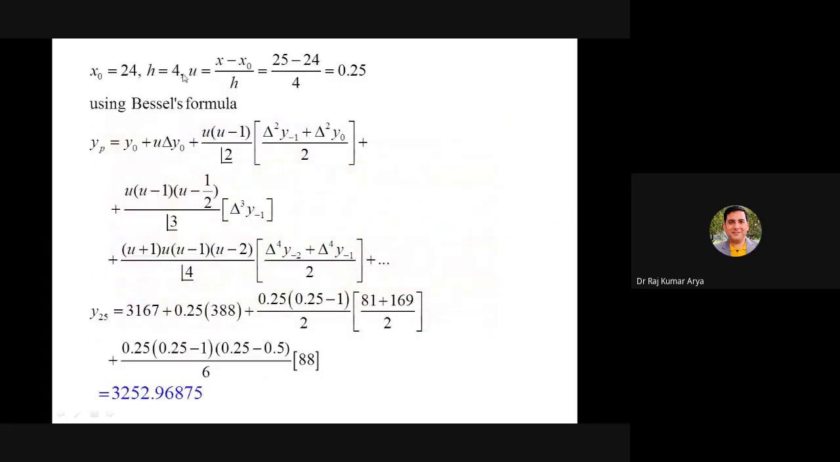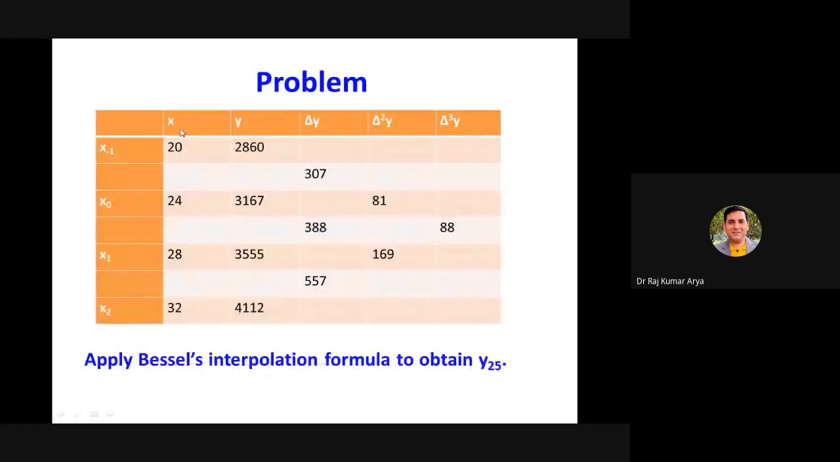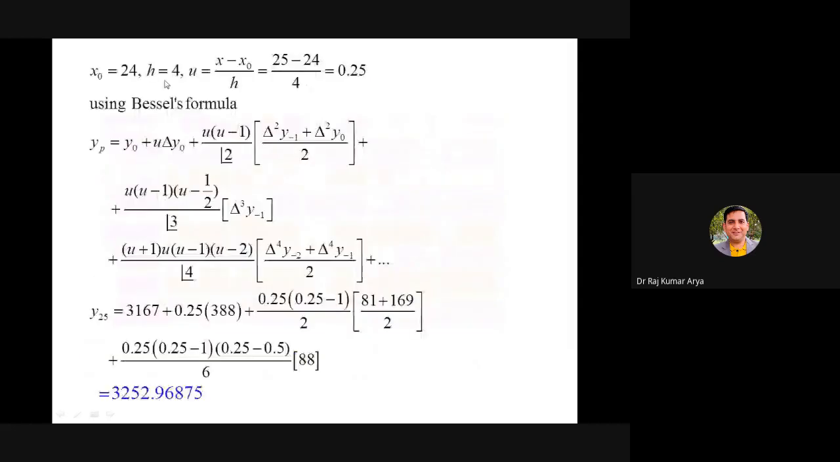Then here you have your formula. x naught is finalized now: 24. h is the interval size. Here you see the variation is 4, this is also 4, this is also 4, this is also 4. So the interval size is 4. You can calculate u. u is practically x minus x naught divided by h only. That is what u or alpha is. From here you got u as 0.25. Fine? Then you can apply your Bessel's formula.